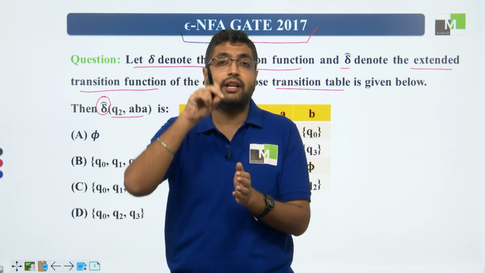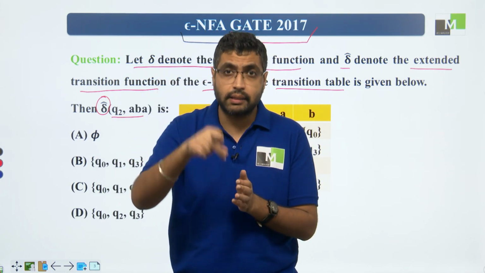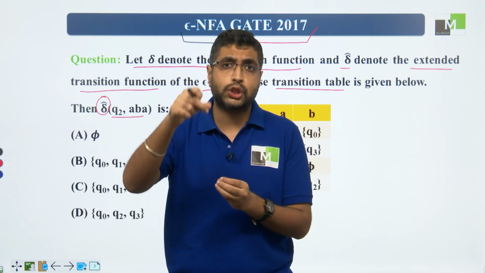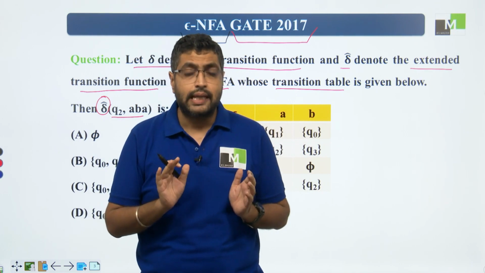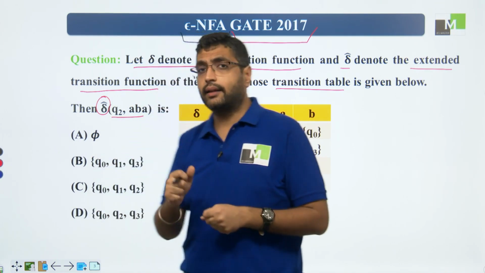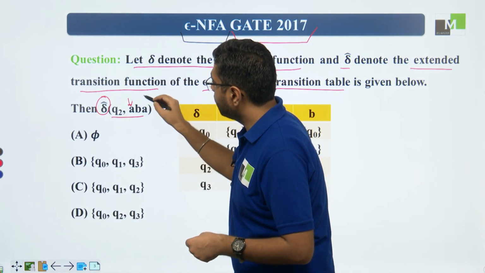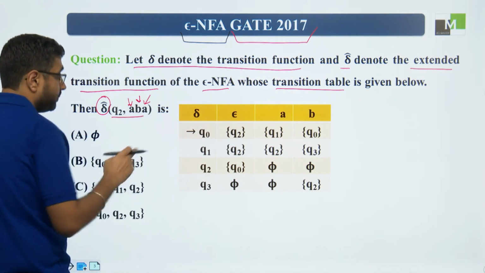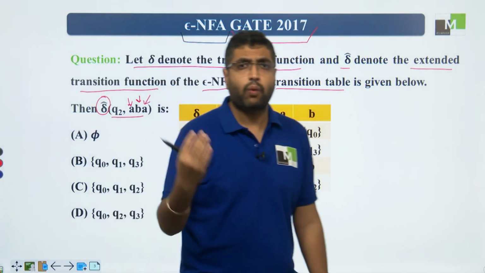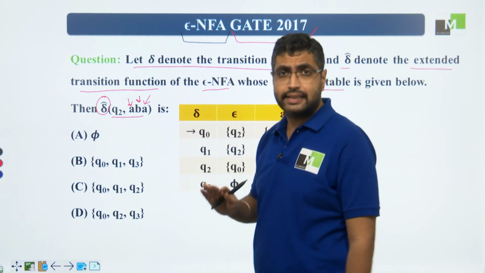When we apply that symbol, that means I will apply the transition function of the epsilon NFA, and then I will again take the epsilon closure. The same thing needs to be done 3 times here, first on A, then on B, and then on A. Then what we get is the answer to this question. I hope the idea is clear, right?